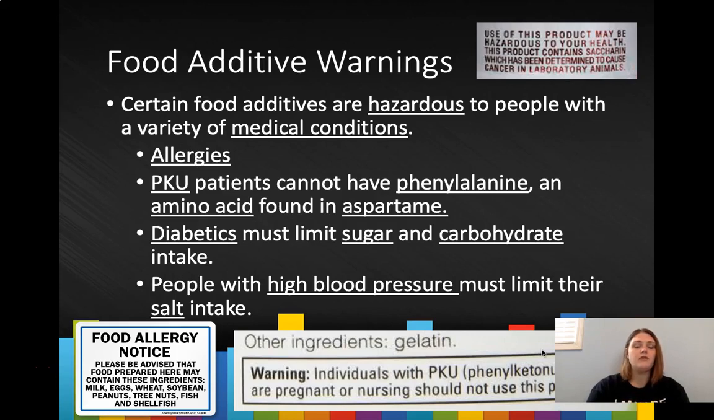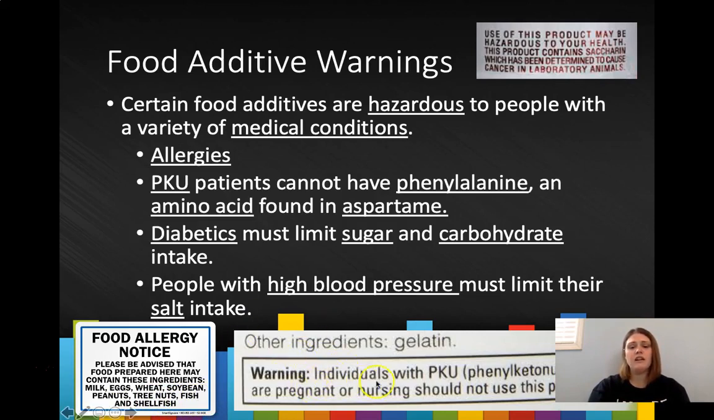Okay, and so food additive warning. We have to tell you what additives are in your food, and there are some things that can cause issues with medical conditions. Over here we have a food allergy notice. We tend to tell people if there's a lot of allergens in your food, or something that's a really common allergen. Down here in the lower left corner, it says it may contain milk, eggs, wheat, soybean, peanuts, tree nuts, fish, and shellfish. Those are a lot of really common food allergies. They don't have gluten on there, which is another really common one that you'll find.